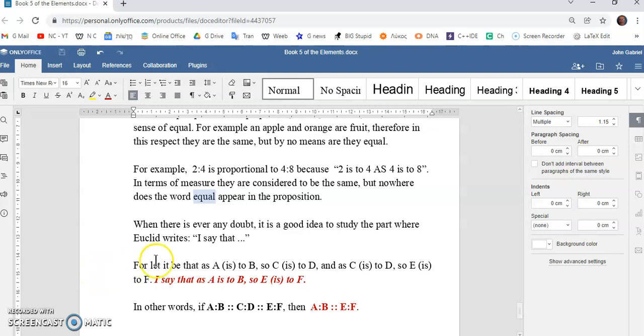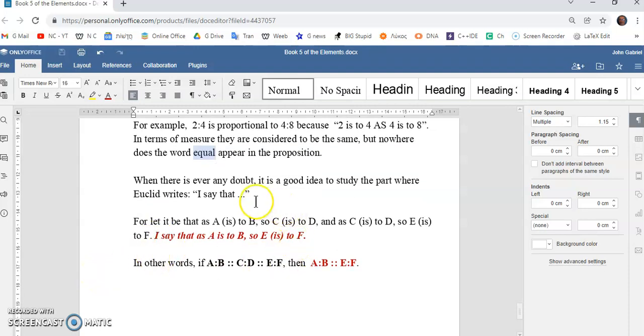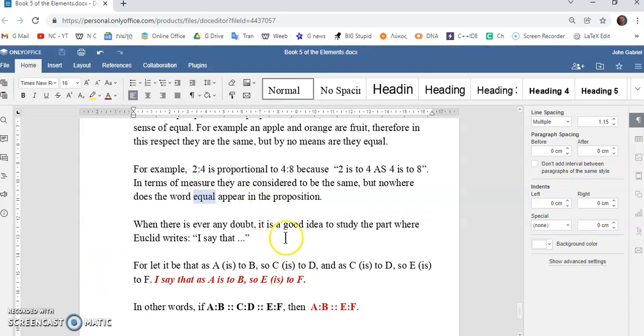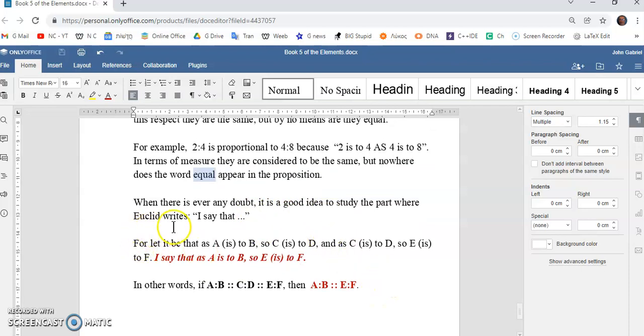It's 2 different things. So whenever there is any doubt about what the proposition says as you study the elements of Euclid, it is always a good idea to study the part where Euclid writes "ego leo," or "I say that." So in this case here he says, for let it be that as A is to B, so C is to D, and as C is to D, so E is to F. And then I say that as A is to B, so E is to F.